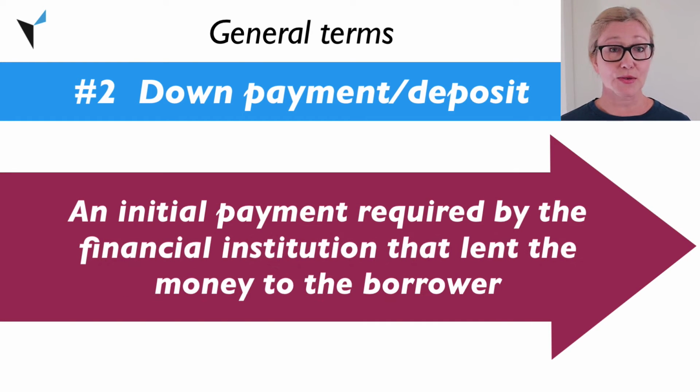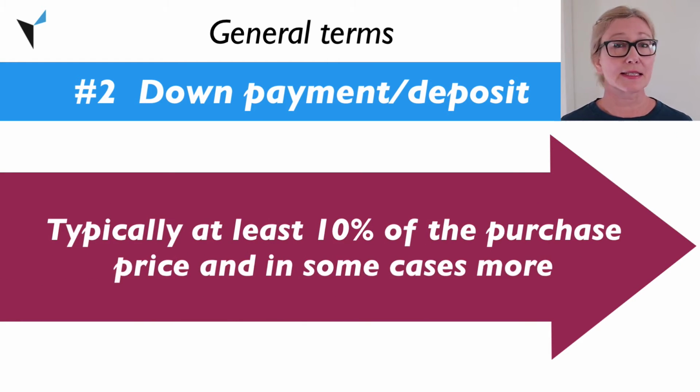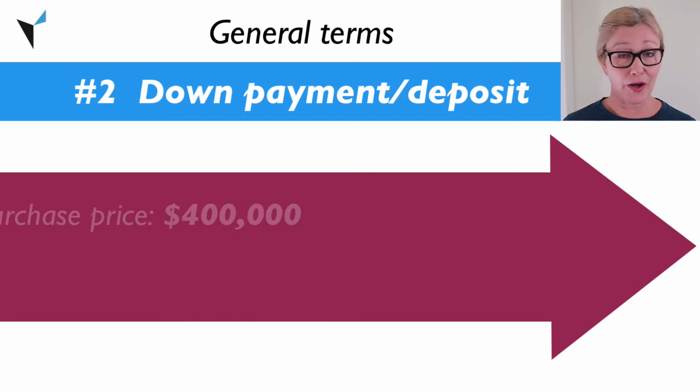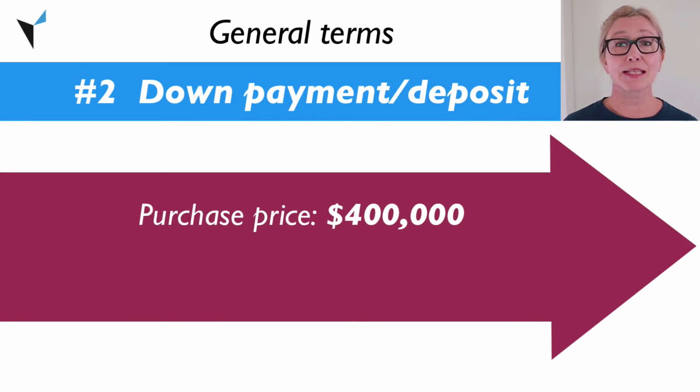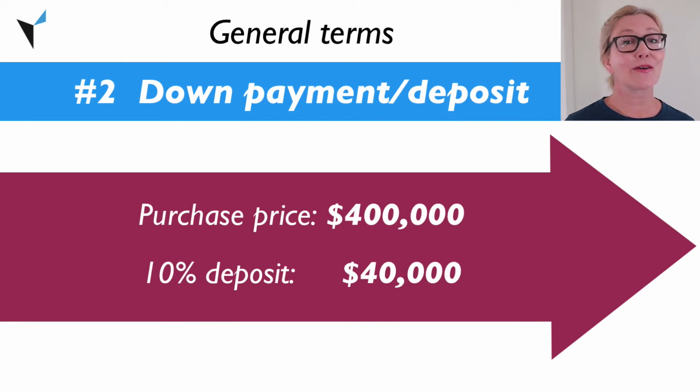Down payment or deposit. The financial institution that lent the money to the borrower will require an initial payment. The deposit or down payment will typically be at least 10% of the purchase price, and in some cases, more. So, if we're talking about a 10% deposit, if a buyer purchases a home for $400,000, they would put down a 10% deposit of $40,000.